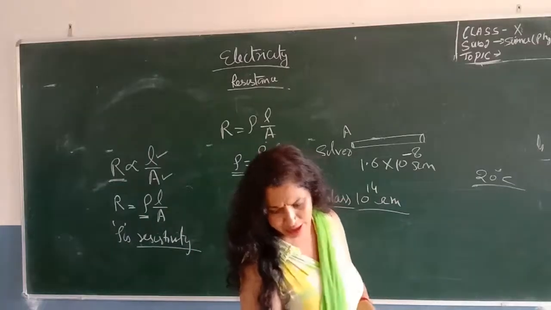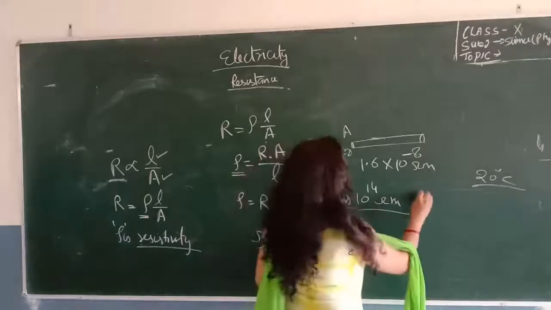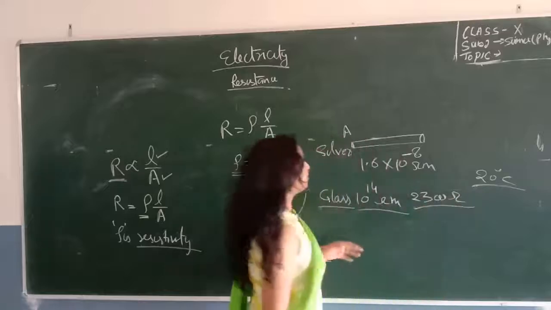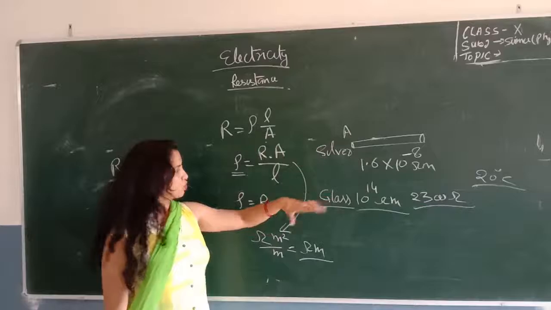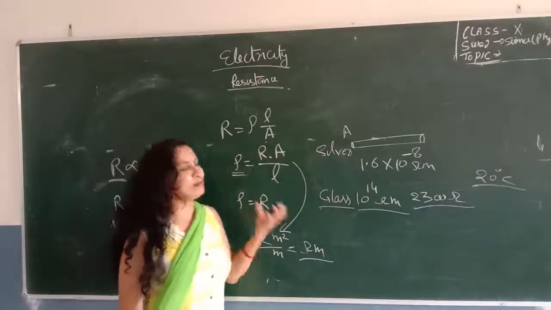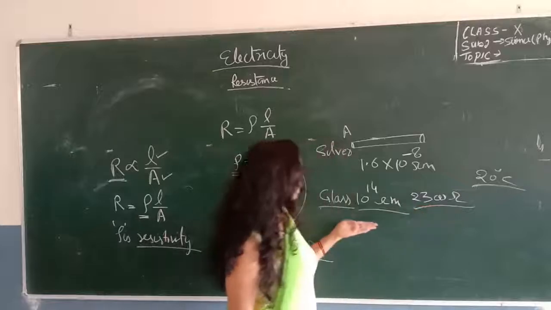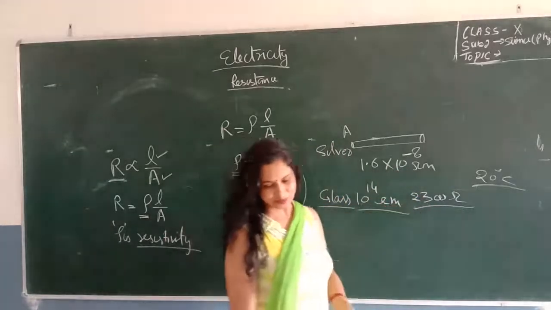And for semiconductors, for example silicon, the resistivity is 2300 ohm meter. So it is in between conductors and insulators. The resistivity of semiconductors is less as compared to insulators and large as compared to conductors.